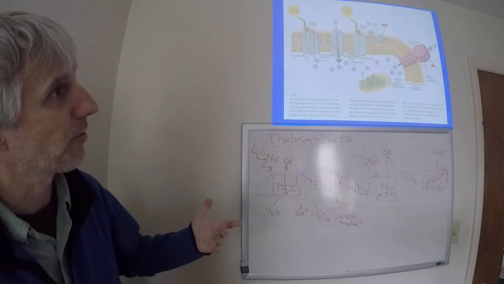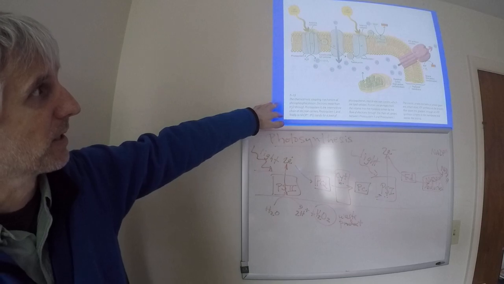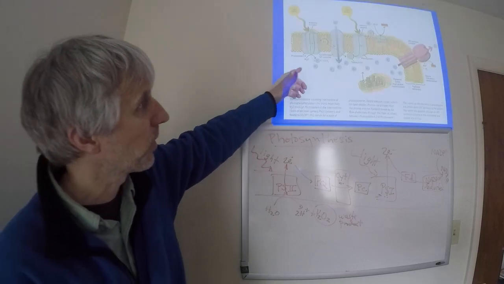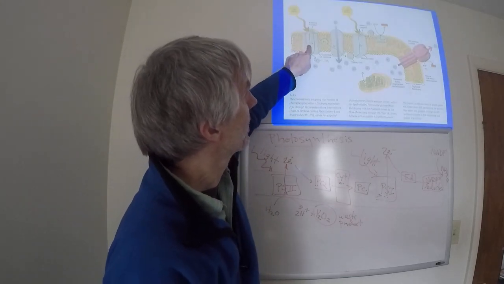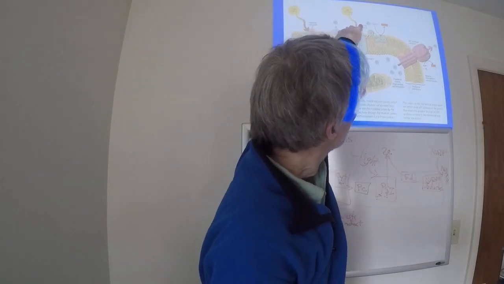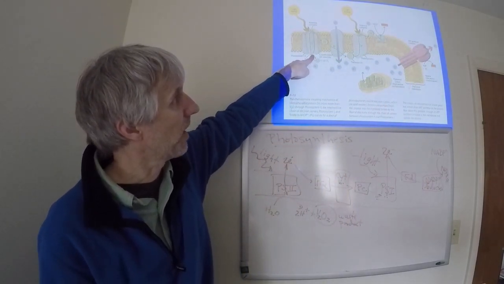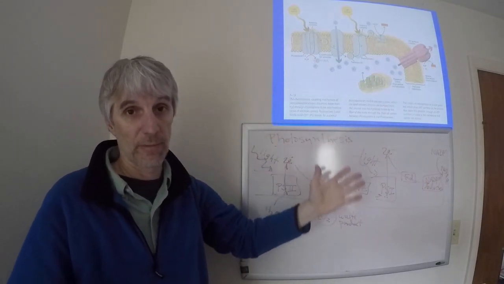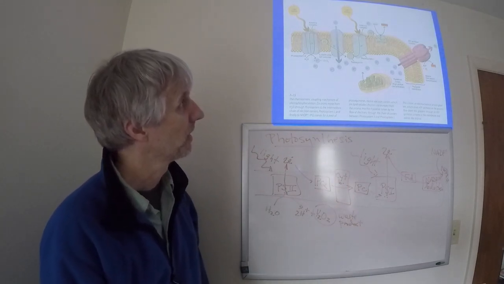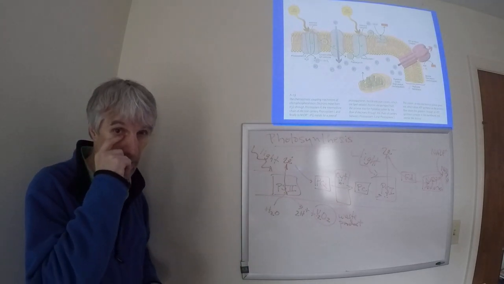So I have another version of this, right, from a different textbook. Okay? But it works the same way. Light, plastoquinone, plastocyanin, light over here to make NADPH, strip electrons off of water, and there you have it. Okay? Now, notice what's happening here at the cytochrome B complex.